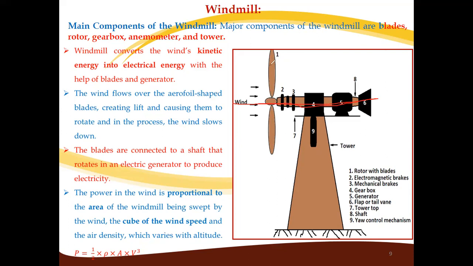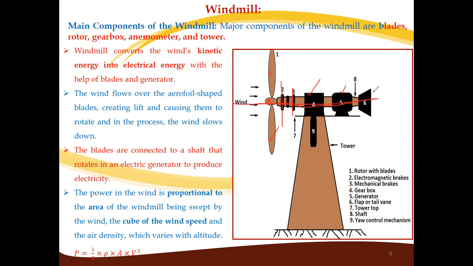So the first component is the rotor. This part is the rotor, and these are the blades. Second part is the electromagnetic brakes, or we require brakes. It may be either a mechanical brake, electromagnetic brake, or electrical brakes. Then third, we have mechanical brakes. Then the fourth part is your gearbox, where we increase the speed of the rotor. The rotor speed of 30 or 60 RPM is converted into 1000 or 2000 RPM by using the gearbox. Then the fifth component is your generator.